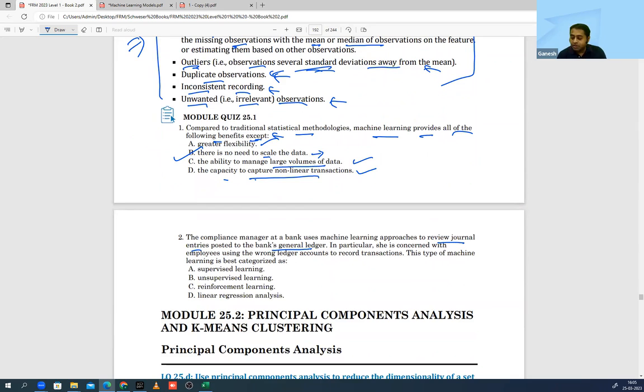Second question: a compliance manager at a bank is using machine learning to review journal entries posted in the bank's ledger. She is concerned with employees using wrong journal entries to be recorded. This is where they are identifying a pattern. Banks use it if there is any abnormal behavior in your account. Every month you do only 2 transactions, then suddenly every day you are doing 3 transactions. It's a red flag, in the sense that the system will identify it. This is unsupervised learning.